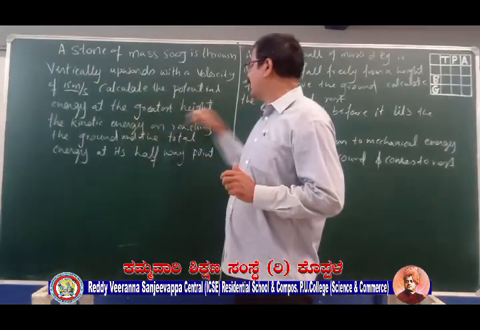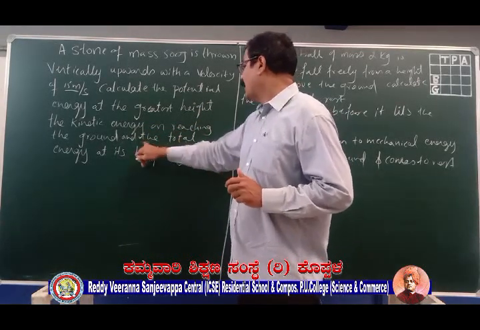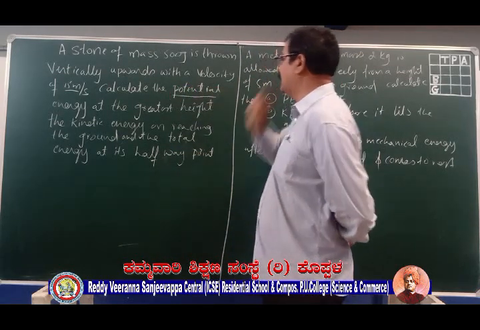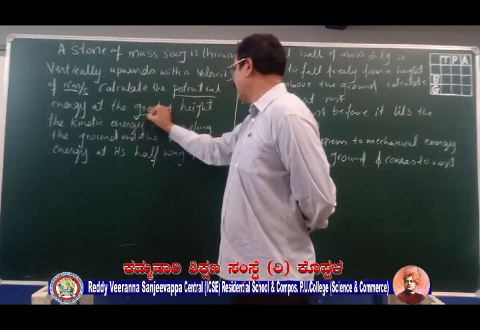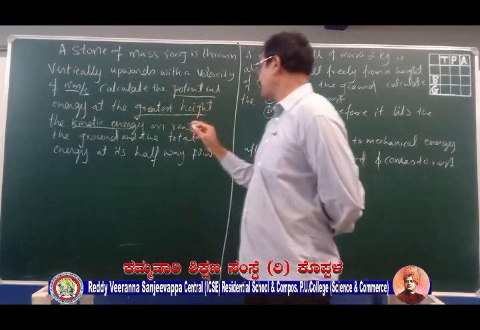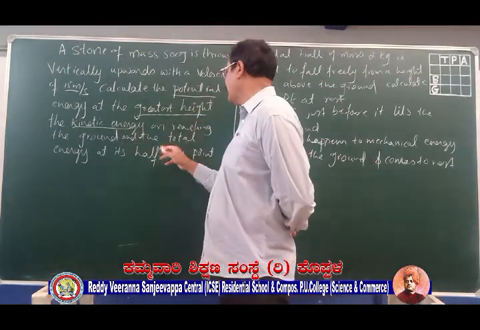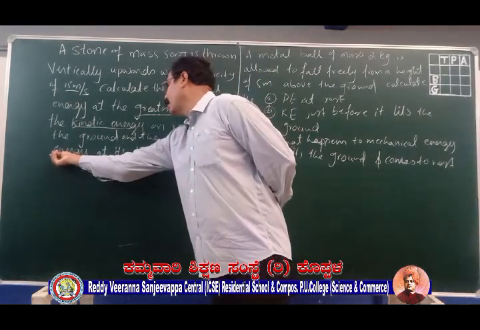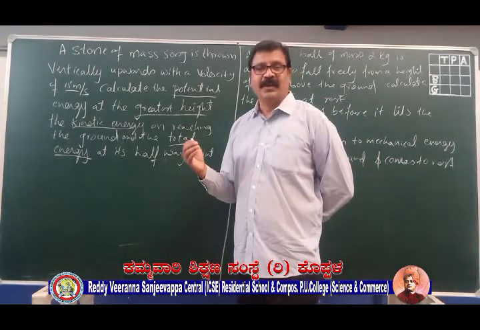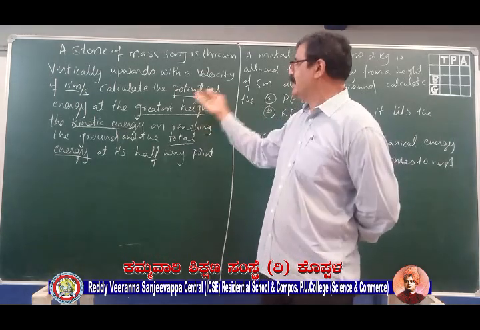Calculate the potential energy at the greatest height, the kinetic energy on reaching the ground, and the total energy at the halfway point. The first one is you should calculate the potential energy at the greatest height. Then you should calculate the kinetic energy on reaching the ground, when it falls back, and the total energy at the halfway point. I hope you can understand. If you just apply the principle of conservation of energy, it's a very simple problem.